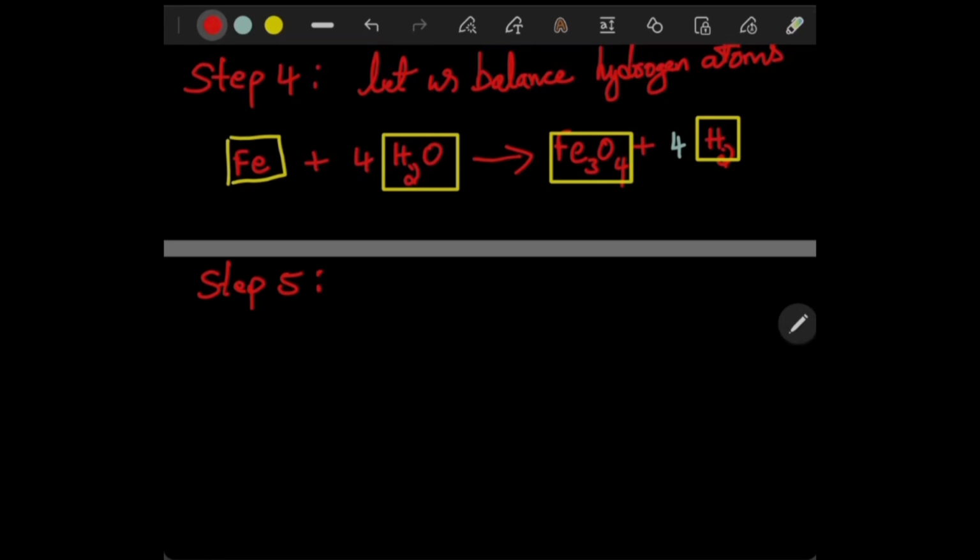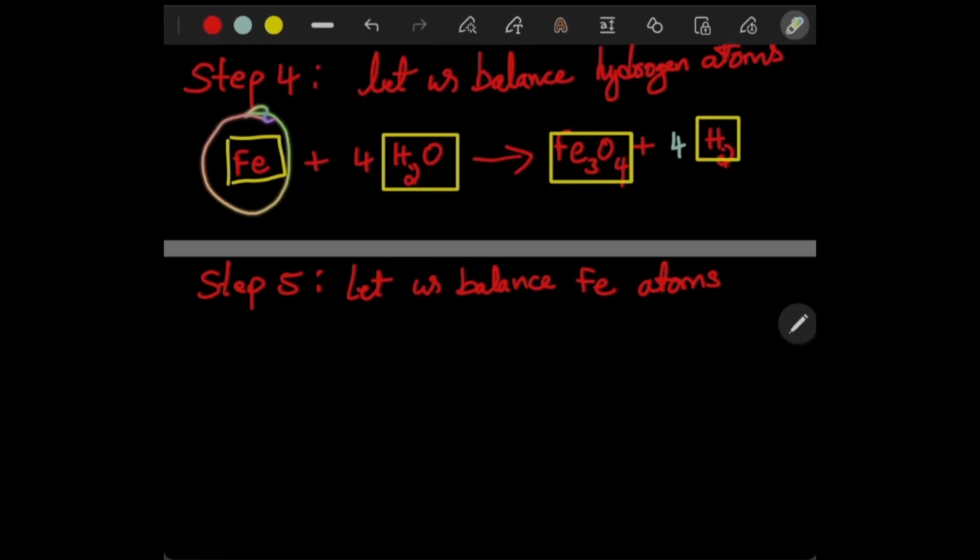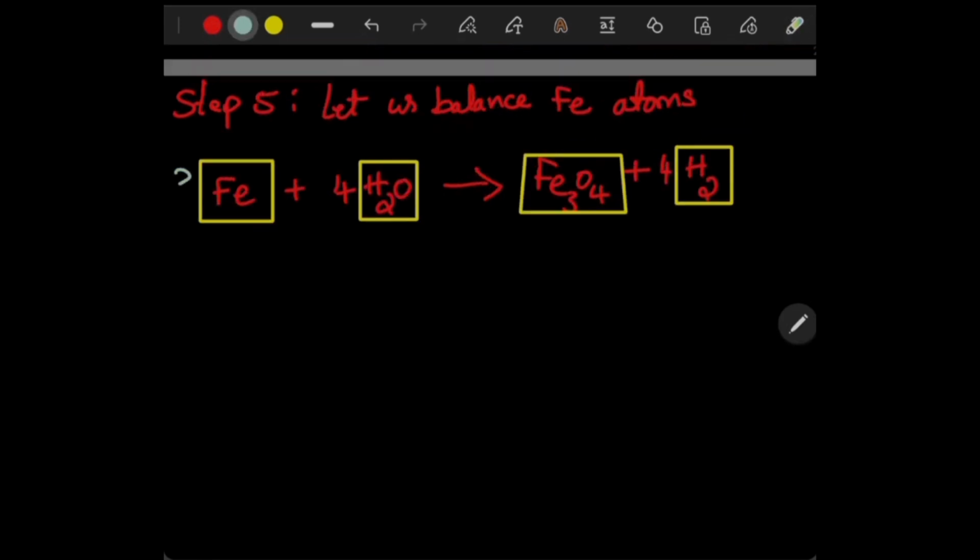In step 5, let us balance iron atoms. As you can see in the equation, on the left hand side we have 1 iron atom, and on the right hand side we have 3 iron atoms. So we are going to make the coefficient of the left hand side iron atom as 3. That is, we are making the coefficient as 3.